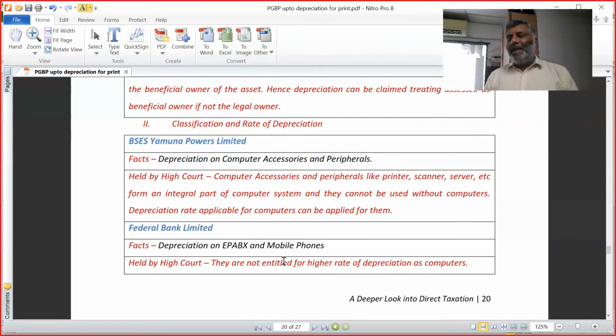Next is the classification problem. What is the rate you are claiming in office for printers? And scanners? How?